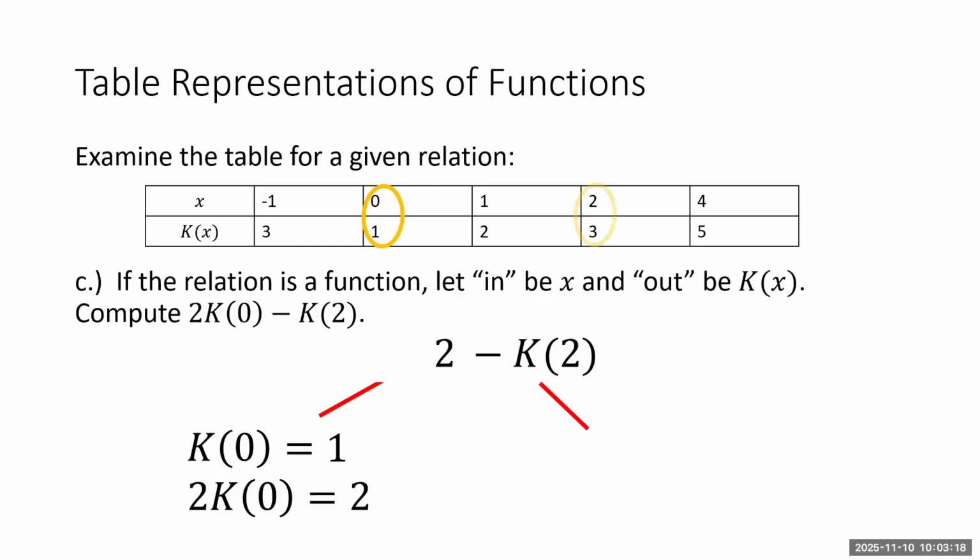Now I go back to my table and I put a circle over the coordinate pair 2, 3. 2 is the input, so 3 is the output. So k of 2 is equal to 3. So now in my original equation, I have 2 minus 3. That is equal to -1. So 2 times k of 0 minus k of 2 is equal to -1.